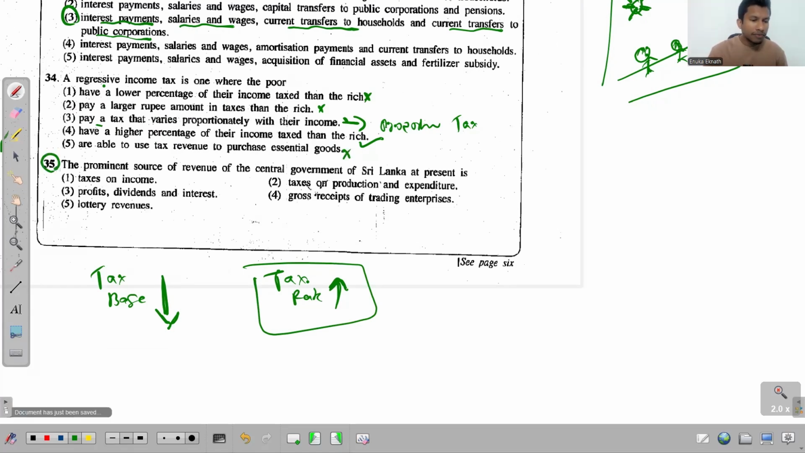Right. Question 35 now. It says the prominent source of revenue of the Central Bank of Sri Lanka at present. See, I'm not going to discuss such questions because the answer may not be relevant for your A-level year. So we will skip this one.